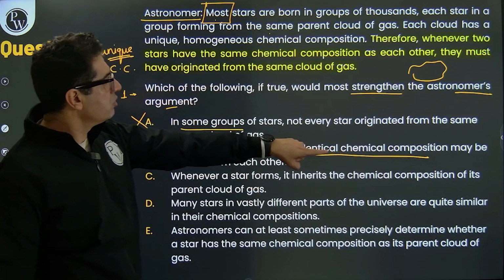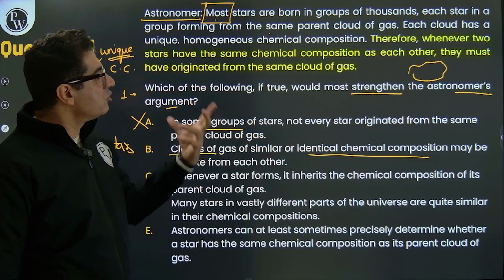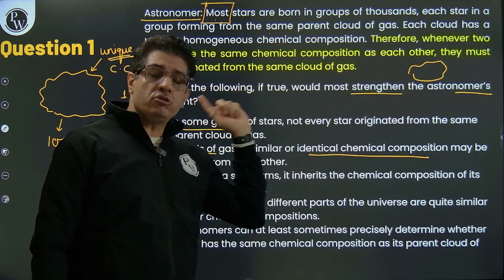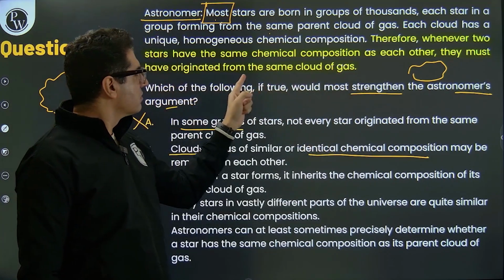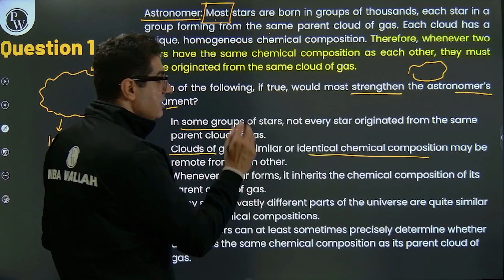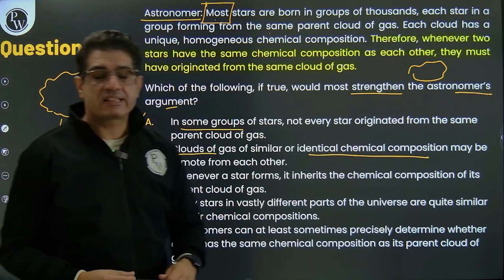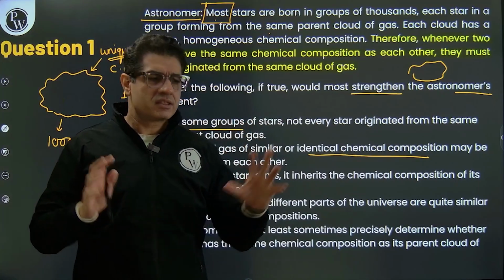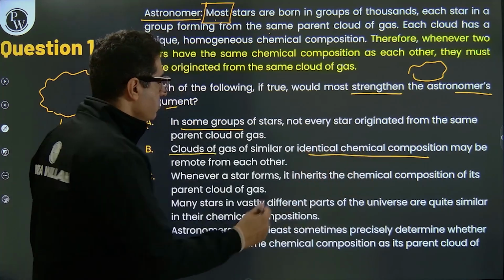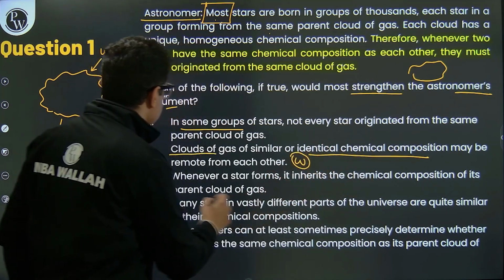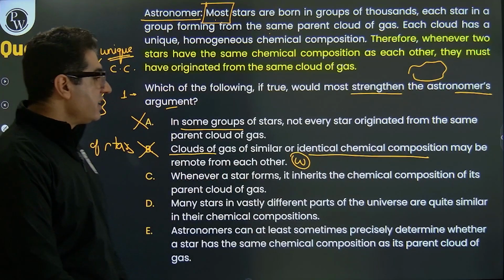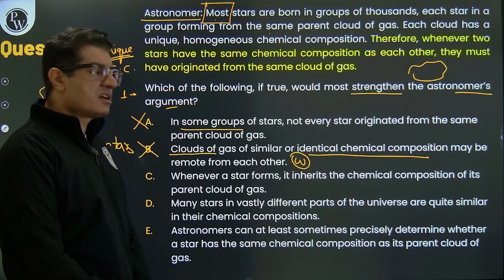Now if this is true, and we see two stars with the same chemical composition, in this particular case they'll actually belong to two different clouds and not the same cloud of gas. And therefore this is not going to strengthen the conclusion. It tells us that, hey, there is a possibility that two stars with identical composition actually belong to two different clouds. So this will weaken it for us. Definitely ruled out.